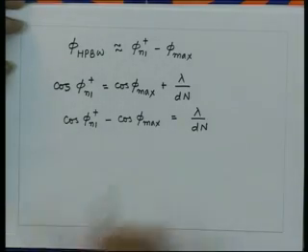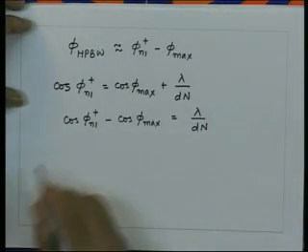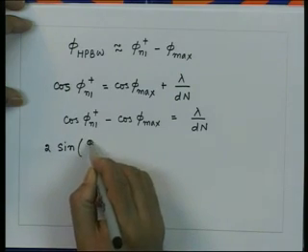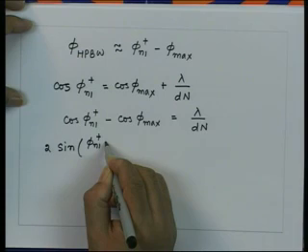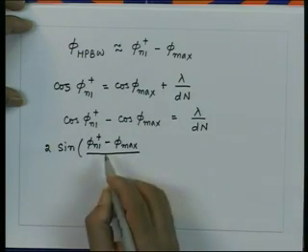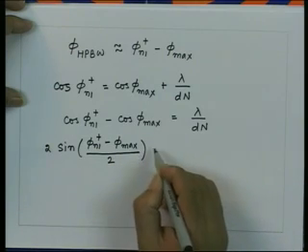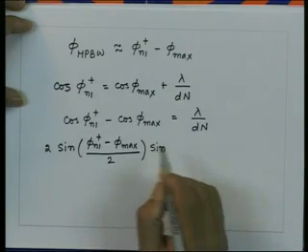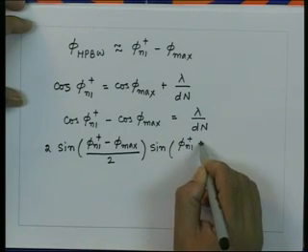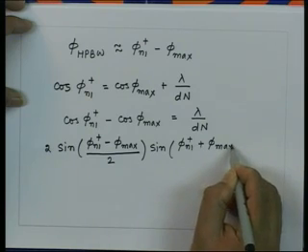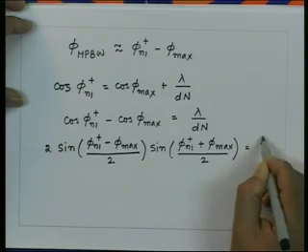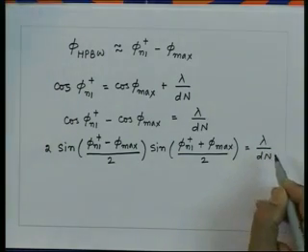We can expand the cosine difference using the identity. So this one we can get as 2 times sine of phi n1 plus minus phi max divided by 2, sine of phi n1 plus phi max divided by 2, that is equal to lambda upon dn.